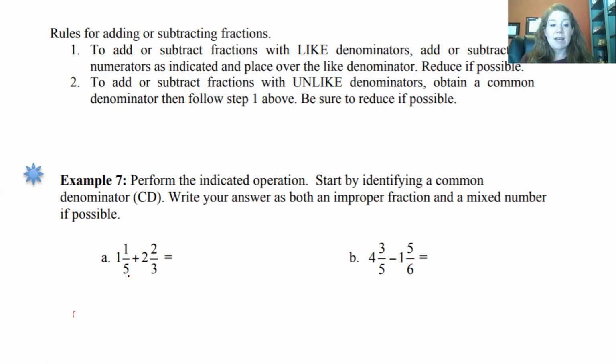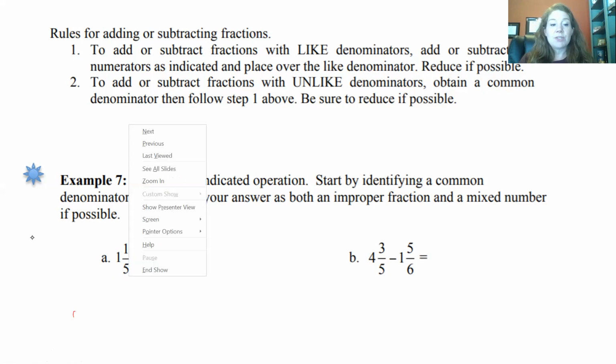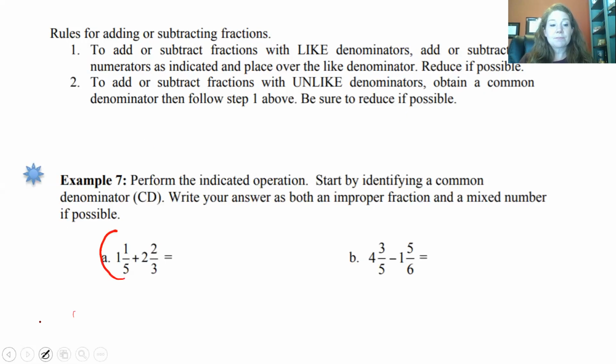We multiply 5 times 1, and then we're going to add the 1. So 5 times 1 is 5, plus 1 is 6. So 6 fifths, and the denominator doesn't change. And then 2 and 2/3 becomes 3 times 2 is 6, plus 2 is 8. 8/3. Now we have them changed to improper fractions, but now they must have common denominators. Well, the least common multiple of 5 and 3 is 15.